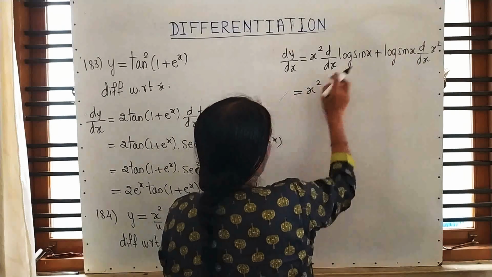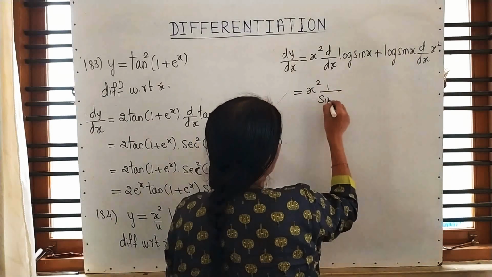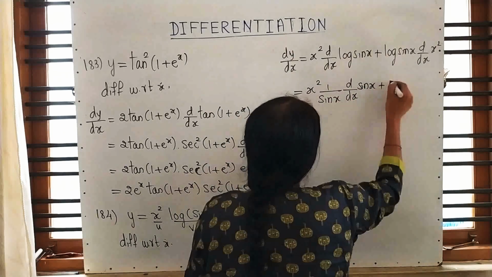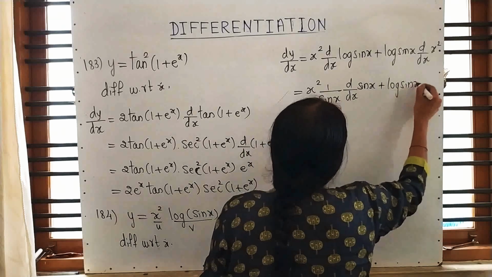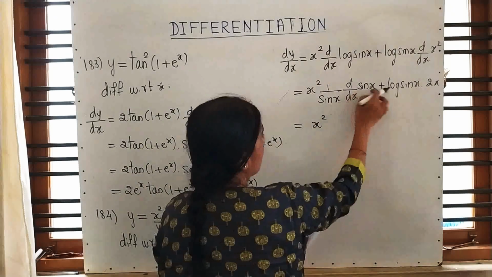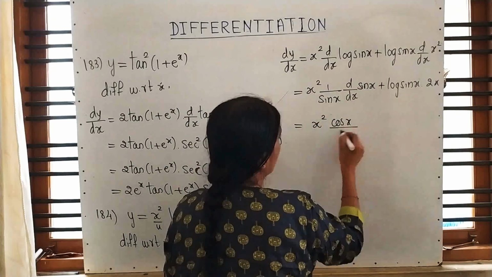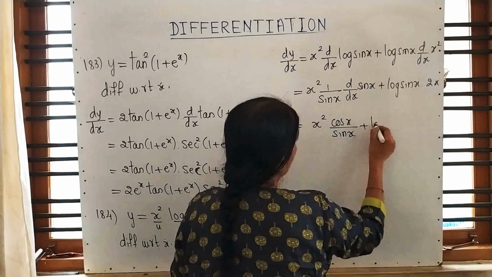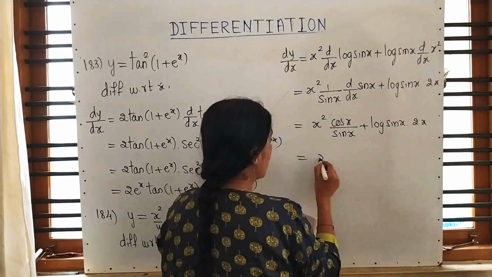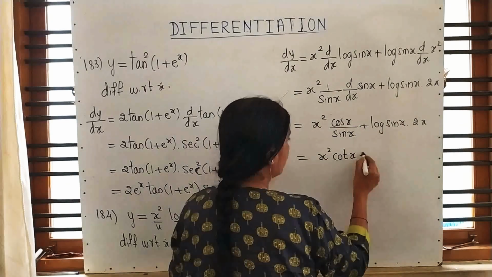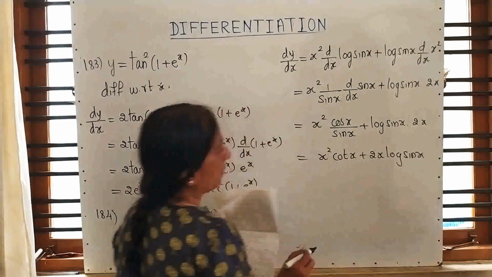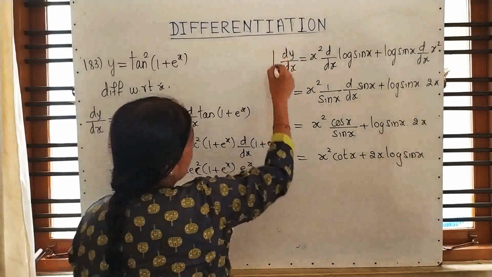See, x square I kept as it is, differentiation of log sin x is 1 by sin x into differentiation of sin x, plus log sin x as it is, differentiation of x square is 2x. x square as it is, differentiation of sin x is cos x upon sin x, plus log sin x into 2x. Cos by sin is cot. And our simplification, I just rearranged that.